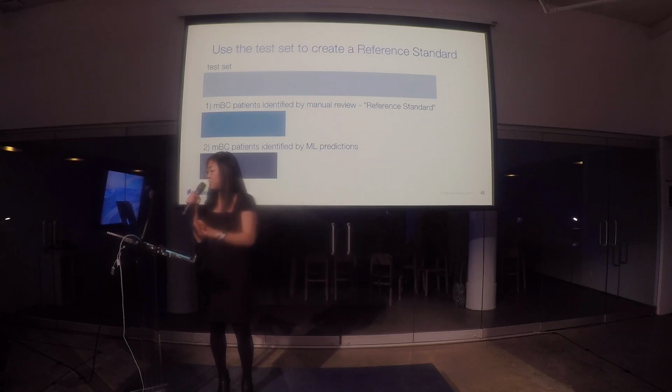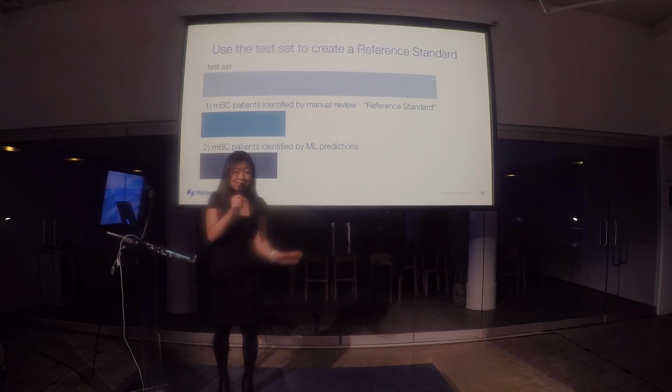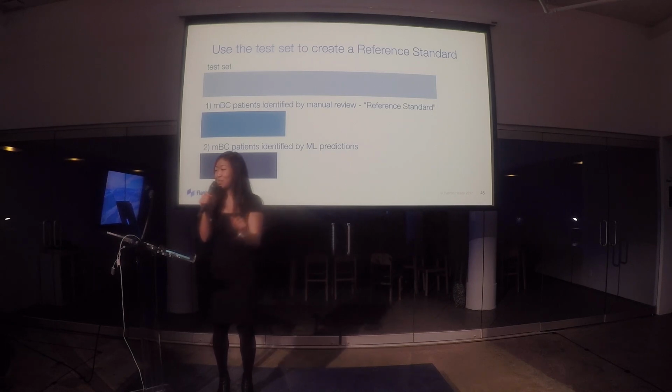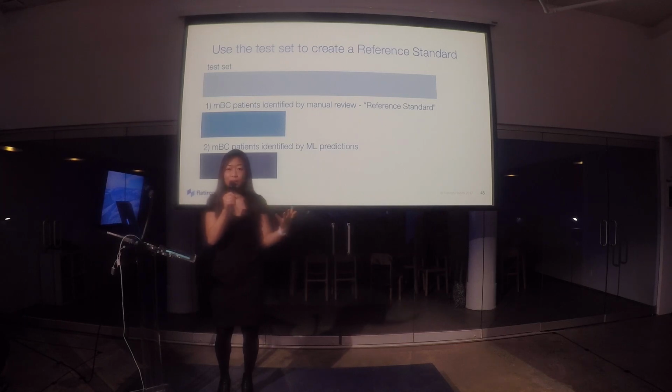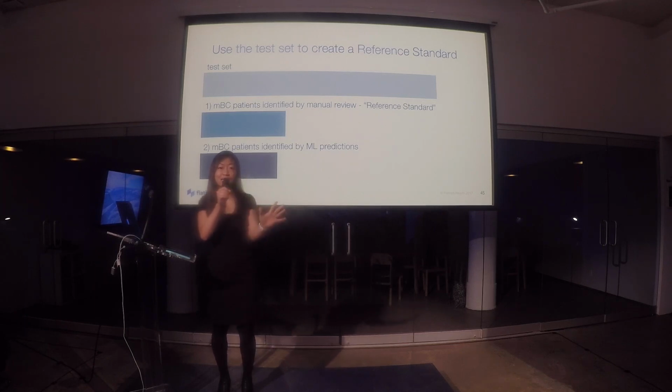And so what we want to do to assess this is subset our test set in two different ways. The test set consists of patients who are metastatic and patients who are not. The first subset that we want to single out is the subset of metastatic breast cancer patients identified by manual review. I mentioned this is like the golden data. These are the patients within the test set that we know for sure have metastatic breast cancer. And we call this the reference standard.